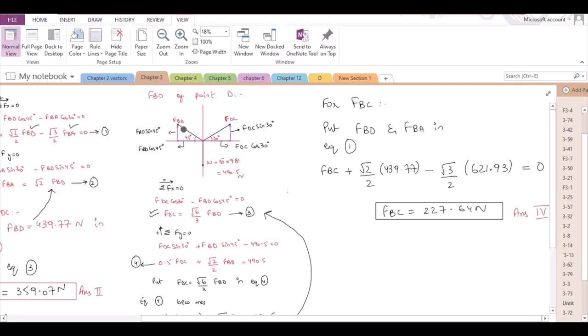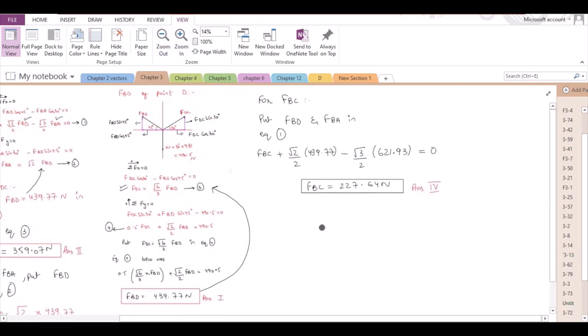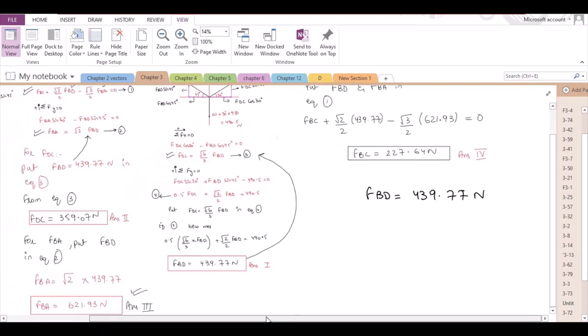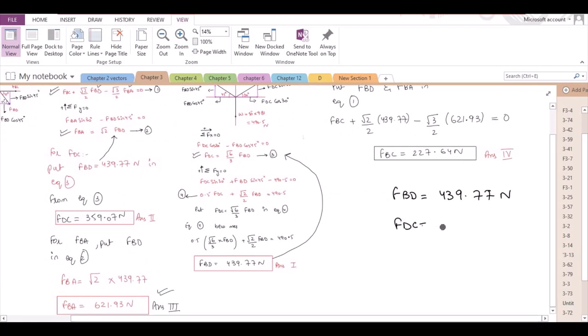So these are the forces that we had to find out. Let us summarize it. We have the first force, FBD, which is equal to 439.77 newtons. Then we had FDC, that is 359.07 newtons. Then we had FBA, which is 621.93 newtons. And then we have FBC, which is 227.64 newtons. So this is it for this problem.